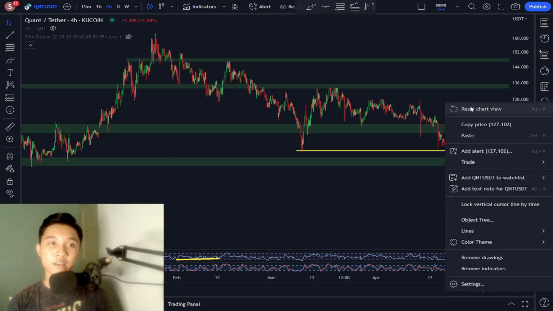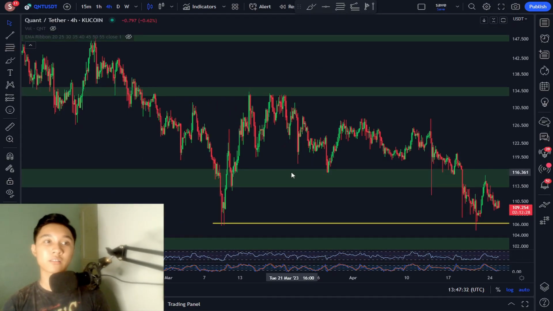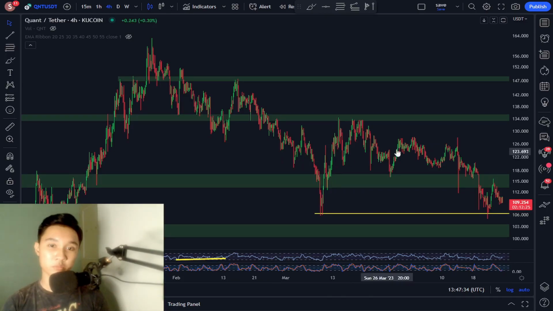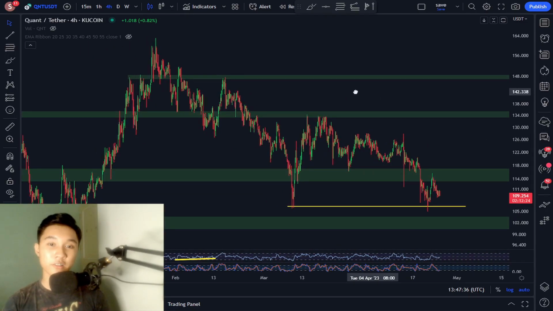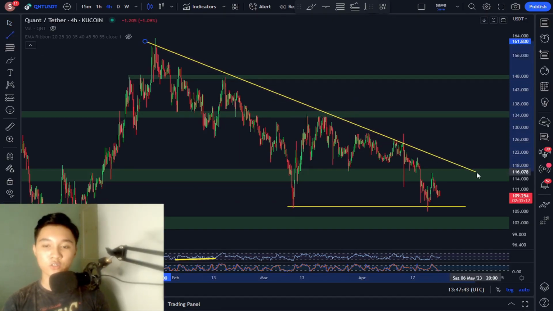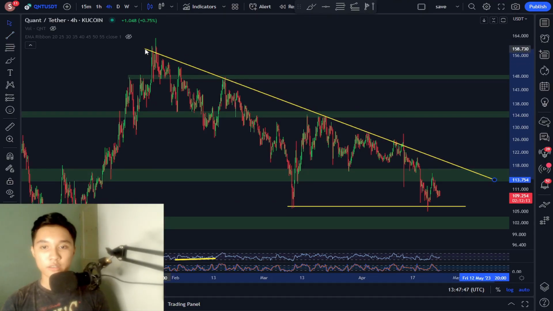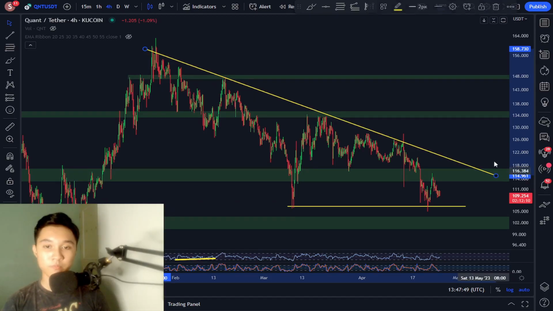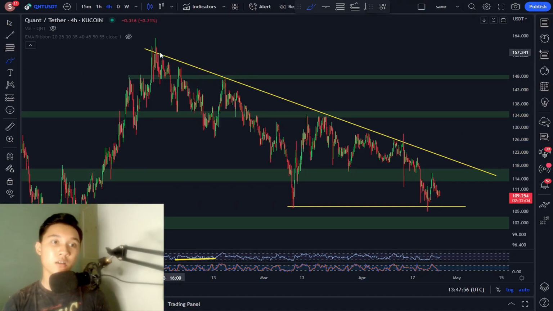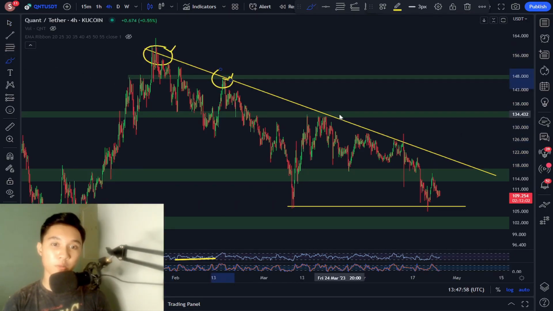If you take a look at the chart in the daily time frame, or in the 4-hourly time frame, you can clearly see that we are in this overall downtrend, and there is basically this trend line which is currently acting as resistance. If you observe clearly, it is acting as resistance. So what is the condition that should be met in order for me to flip bullish for the Quant price? Because as you can see, we have been rejected a couple of times by this trend line.